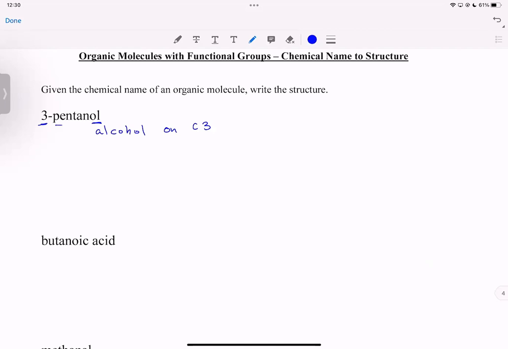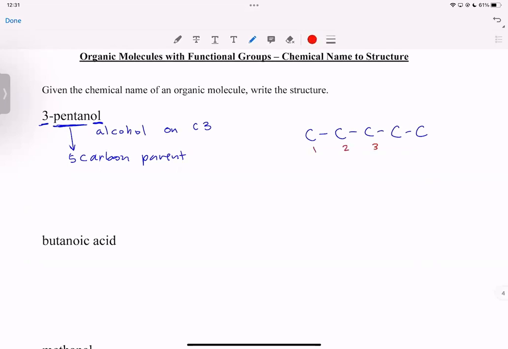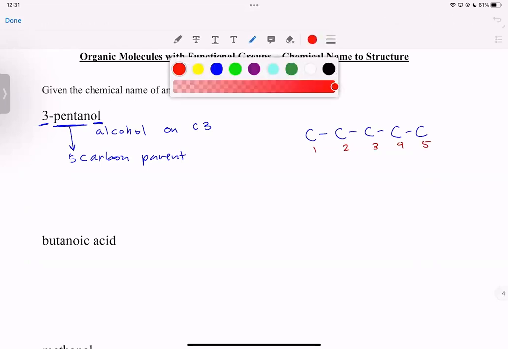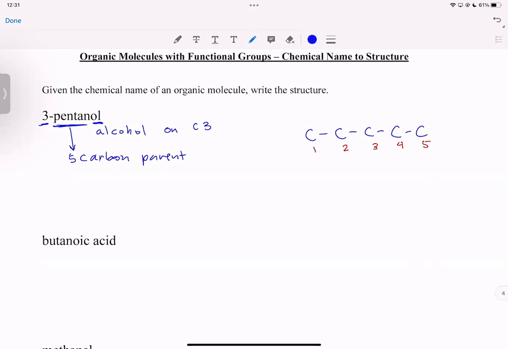Now the rest of this name is pentane. So that means it's a 5-carbon parent chain. So in building this, you need 5 carbons, 1, 2, 3, 4, 5, and then you want to number it. And you get to choose the numbering left to right or right to left anytime you're building the structure. So the 5-carbon parent is only needing, there's no branching going on. There's no double bonds, no triple bonds, because they're all single bonds. That's what the ANE means.